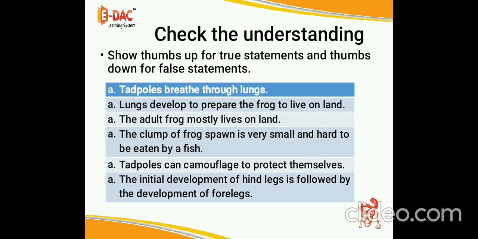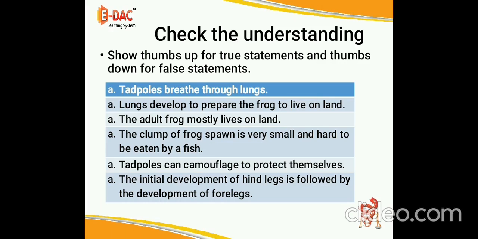So now, let's check our understanding of what we learned in this chapter with the help of some questions. Show thumbs up for the true statements and thumbs down for the false statements. First, tadpoles breathe through lungs. Lungs develop to prepare the frog to live on land. The adult frog mostly lives on land. The clump of frog spawn is very small and hard to be eaten by a fish.